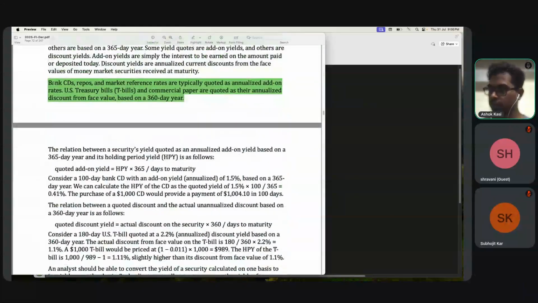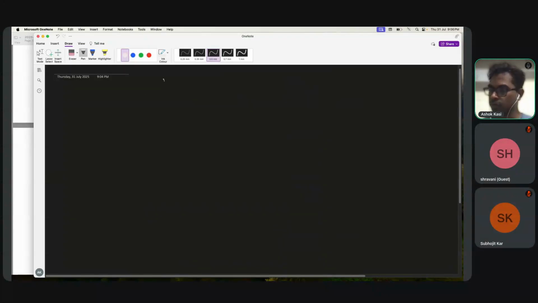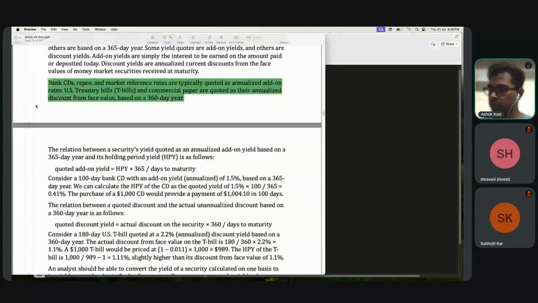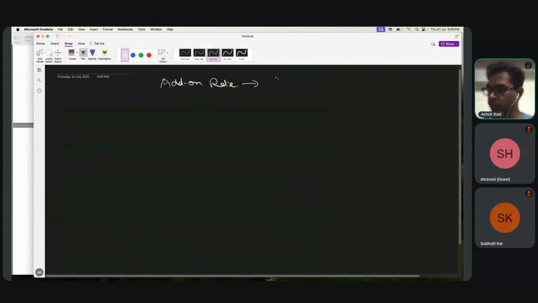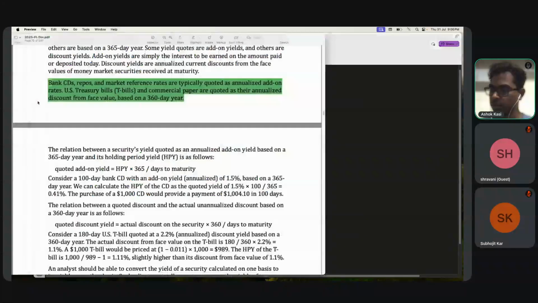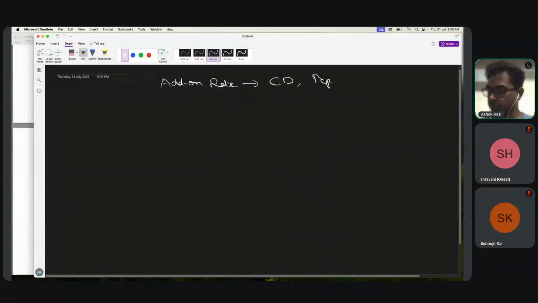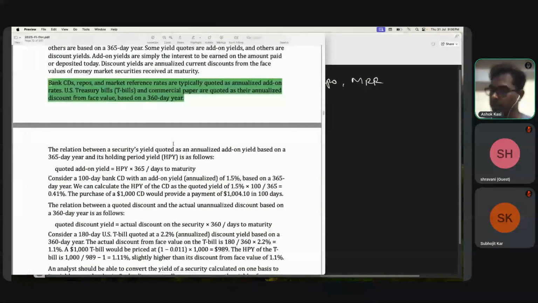Now this line you have to know. Bank certificate of deposit, repo, and market reference rate are typically quoted as annualized add-on rate. Now, what is add-on rate? Add-on rate is followed for certificate of deposit, repo, and market reference rate. Then US Treasury bills and commercial papers are quoted as their annualized discount from face value.